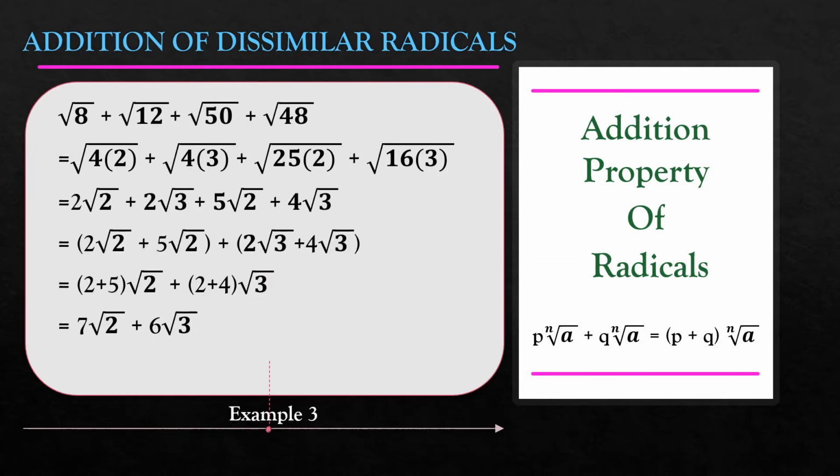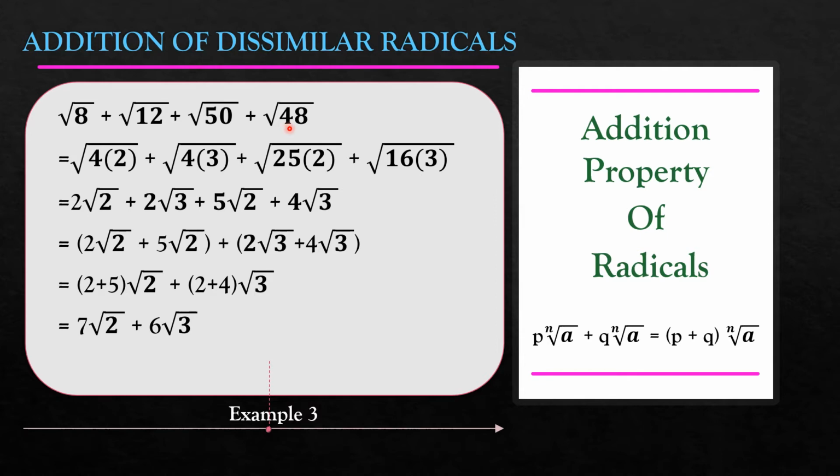Paano naman kapag tayo ay nag-a-add ng dissimilar radicals? When we say dissimilar radicals, magkaiba ang indices and radicals. Example, square root of 8 plus square root of 12 plus square root of 50 plus square root of 48. So, as you can see, dissimilar radicals sila, it's because magkakaiba yung radicand. Ang radicand nito ay 8, ang radicand nito ay 12, ang radicand nito ay 50, and ang radicand nito ay 48.